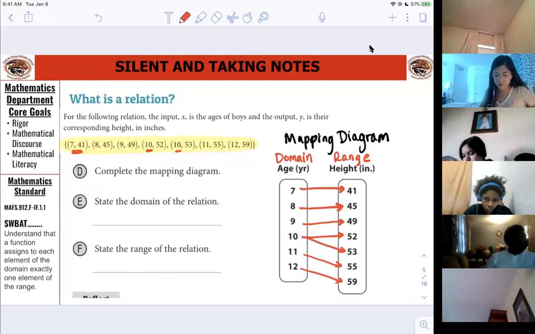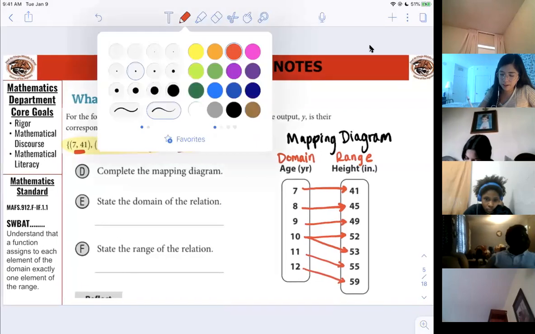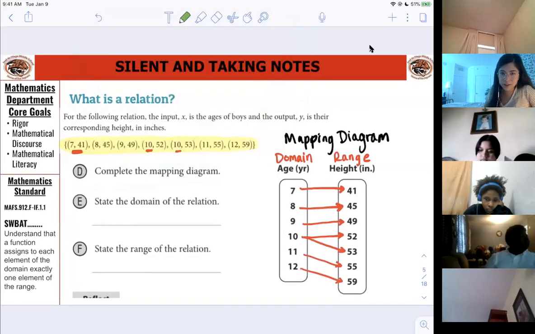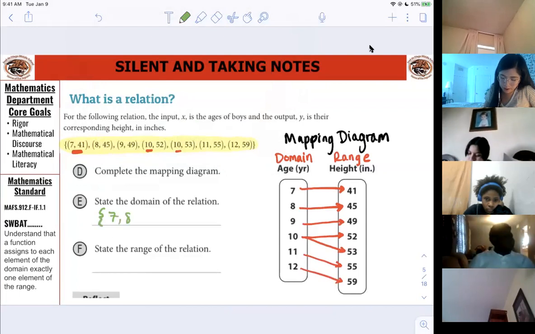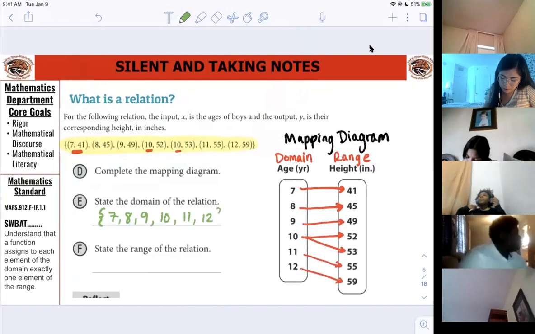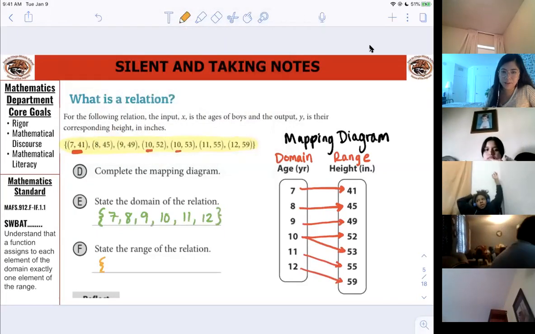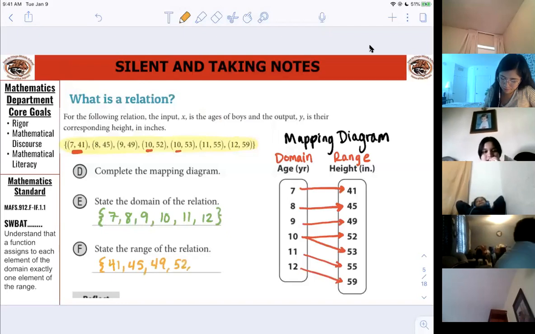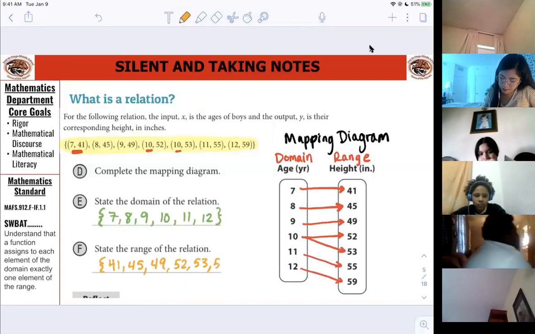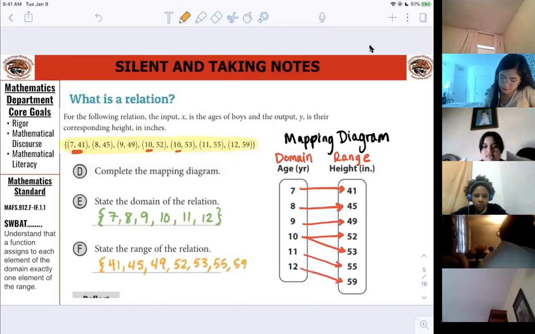So again, just to reiterate, the domain is all the X values. So if I wanted to state the domain, it would be 7, 8, 9, 10, 11, and 12. And then the range would be all the Y values. So the range would be, who would like to list out the range? 41, 45, 49, 52, 53, 55, and 59. Exactly. It's basically the same thing. That's why I didn't have you guys write this part down, because it's the same exact thing.